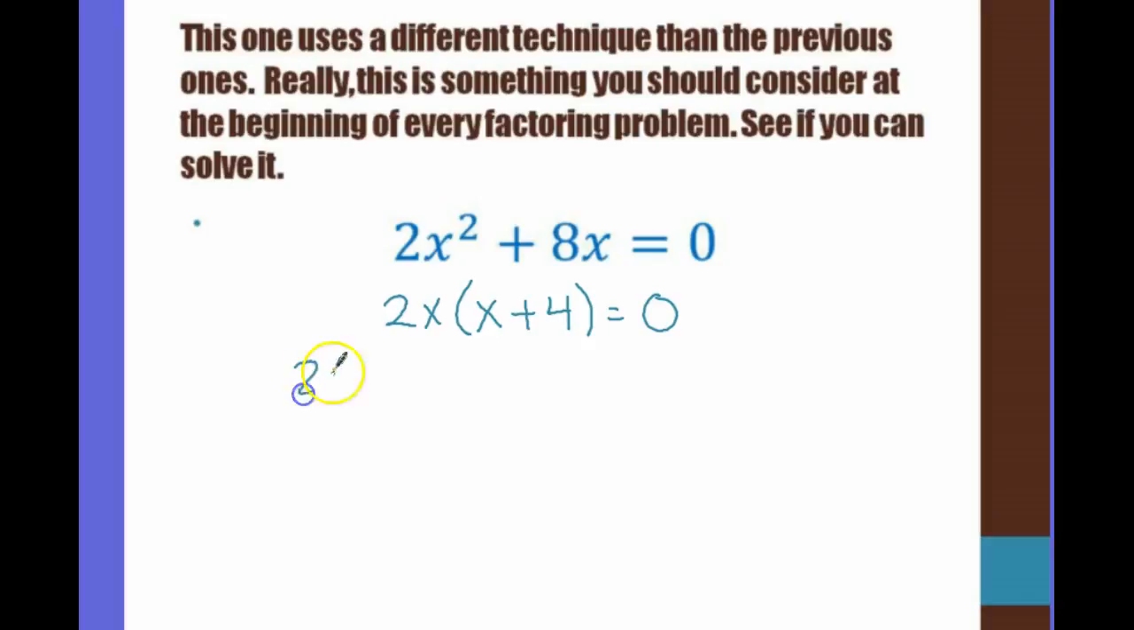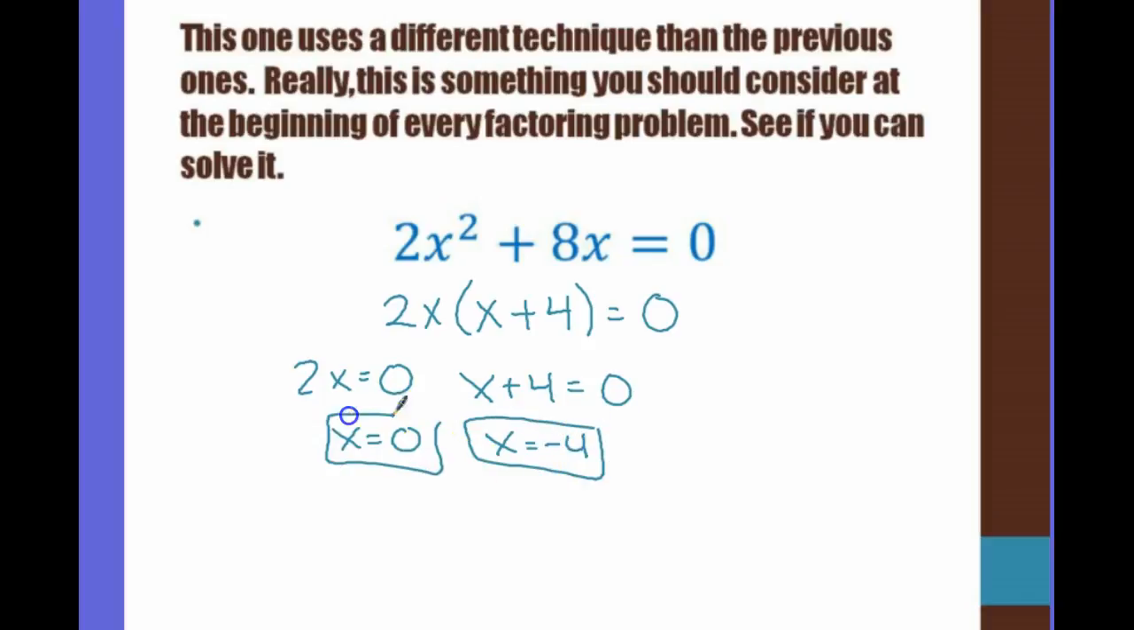I have 2x equals 0 and x plus 4 equals 0. So x equals 0 or negative 4. Natural roots. Yes. Bada bing, bada boom, bazinga. It's a good show.